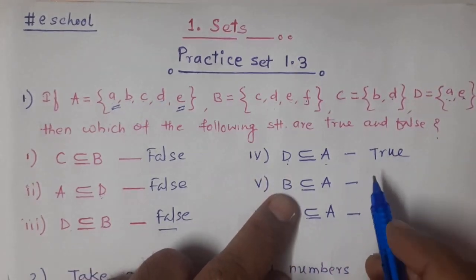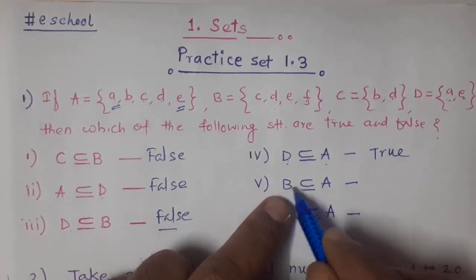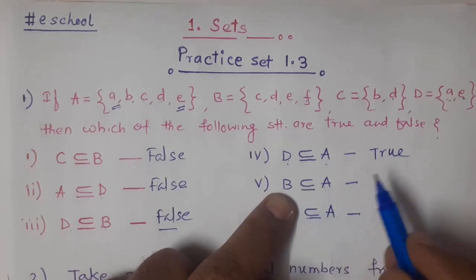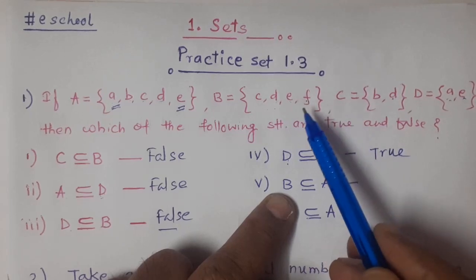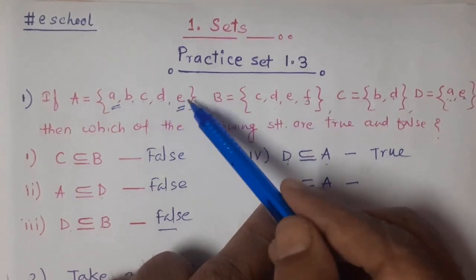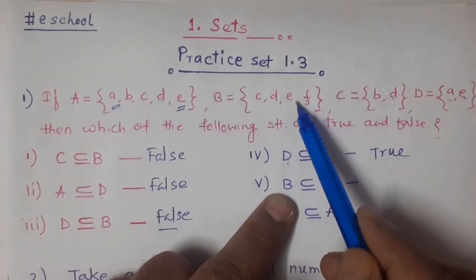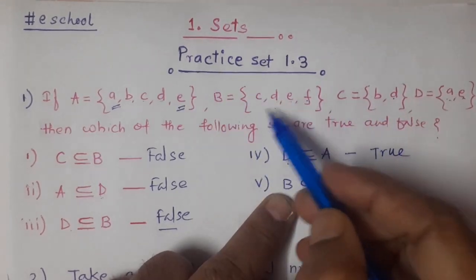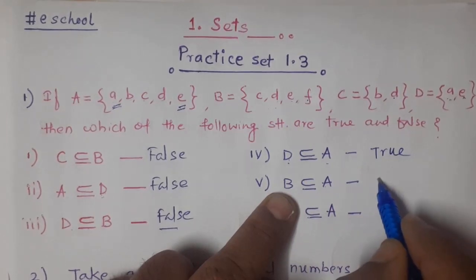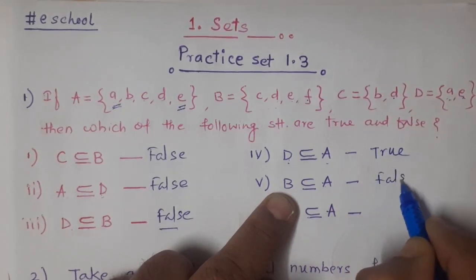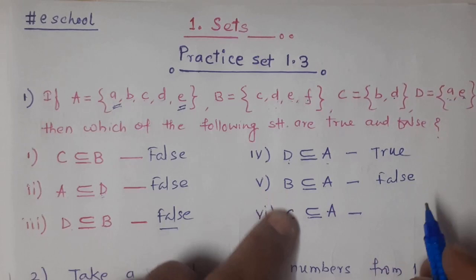Then fifth statement, B is a subset of A. B is C, D, E, F, and all the elements of B should be present in A. That is not the case. Only C, D, E are present. That's why this statement is false.